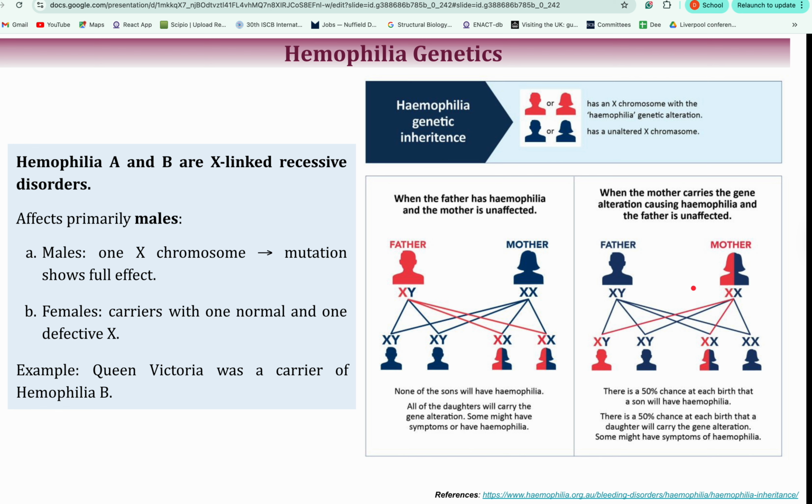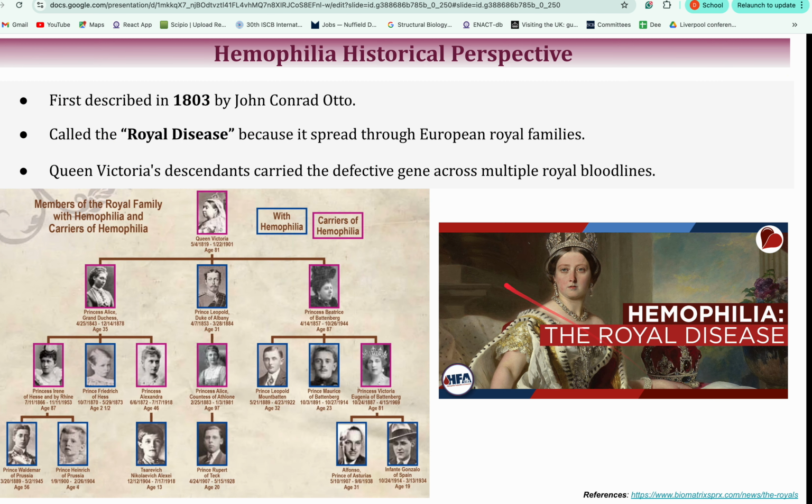Okay, a similar pattern has been shown here. We have already talked about X-linked recessive inheritance, so a similar thing is observed here, and if you're interested, you can go through this. Yeah, so this is the history of hemophilia. It was first described in 1803 by John Conrad Otto, and it is called the royal disease because it was first observed in the royal families. It spread through the European royal families. That's why it was referred to as the royal disease.